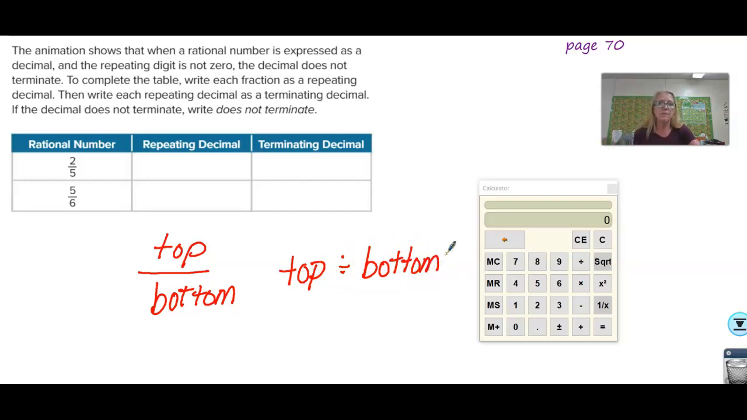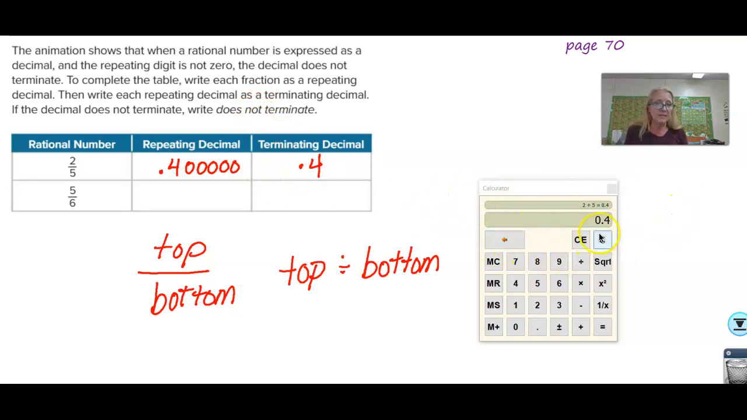Right? So coming over here to our little calculator, we're going to do 2 over 5. So we do the 2 first, the top, hit divide, and then the bottom, 5. 2 divided by 5, hit equals. That is a terminating decimal. That's all there is. It's 0.4. Now, they want you to write it with a repeating decimal. They want you to write all these extra zeros. No. It's a terminating decimal. It's 0.4.